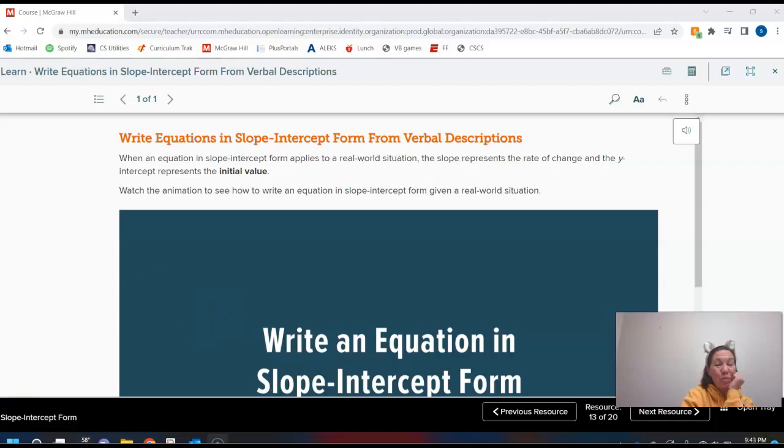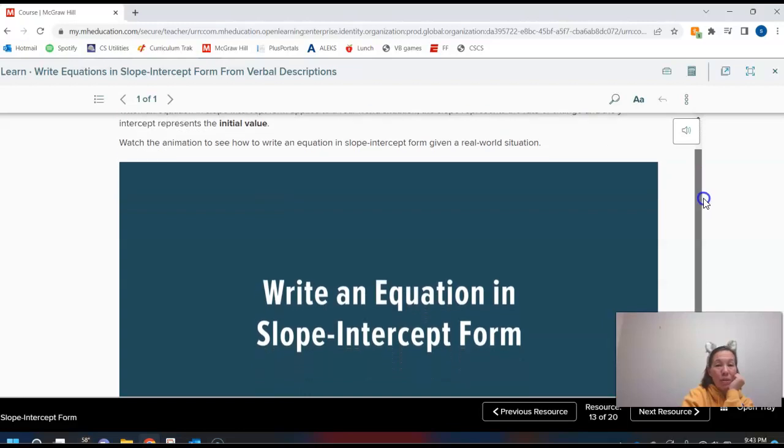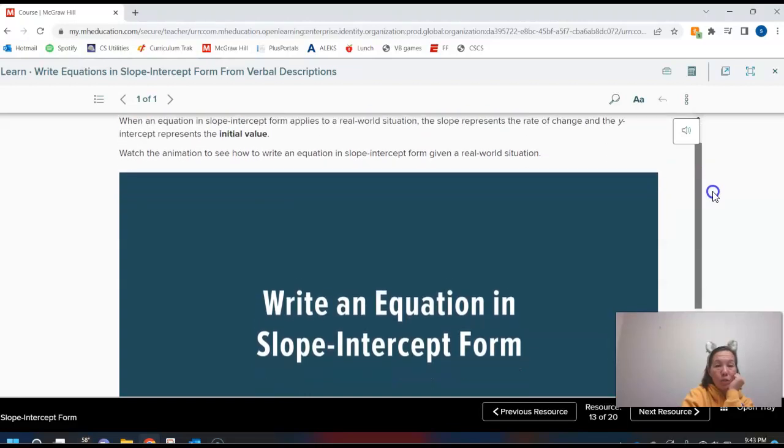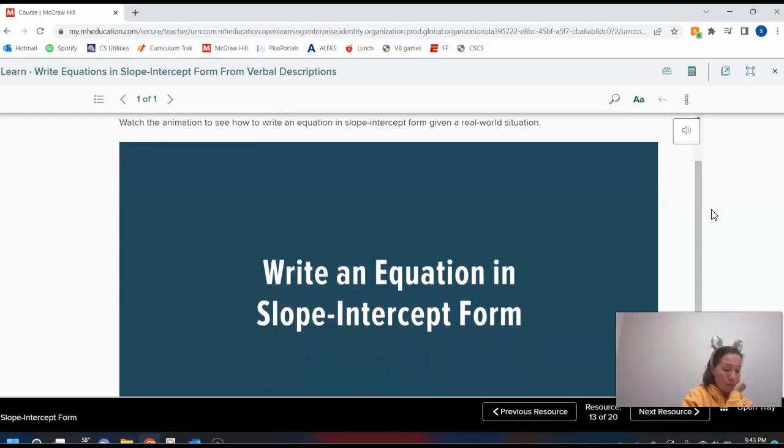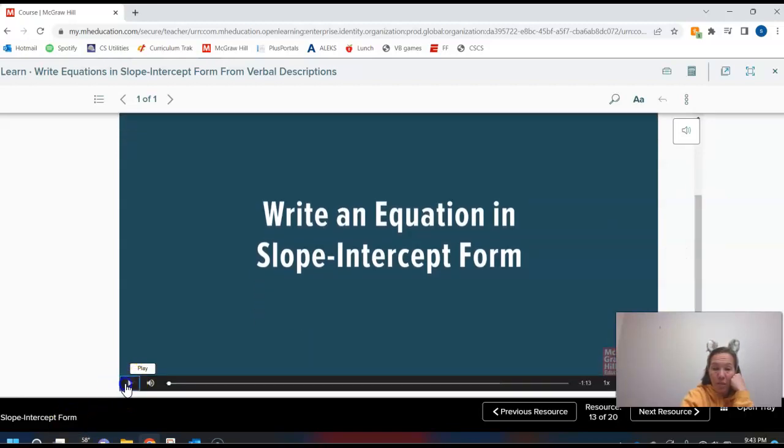We're spending some more time writing equations in slope-intercept form, but this time instead of having the slope and the y-intercept, we have to figure them out from a verbal description. So you guys can go to page 229 in your books, and follow along as the video plays. There's some spots on page 229 for you to fill in. So watch this and fill in those pages.